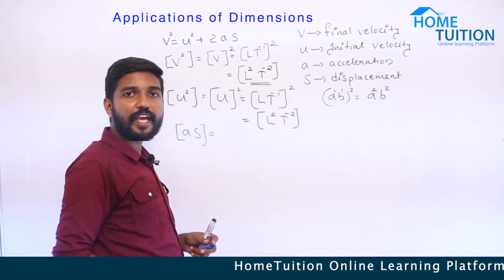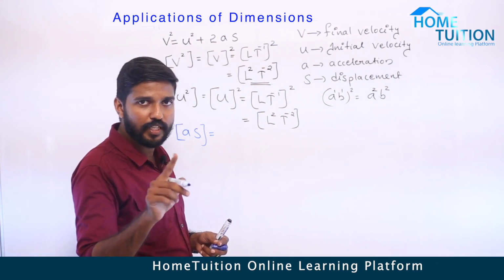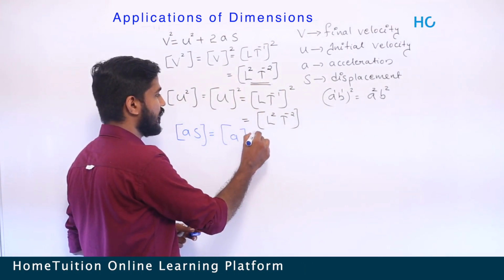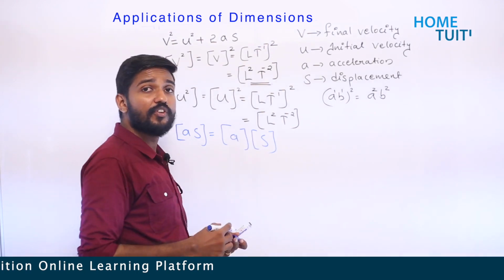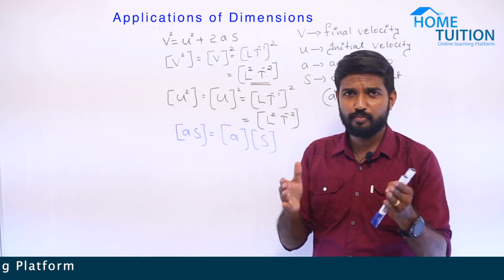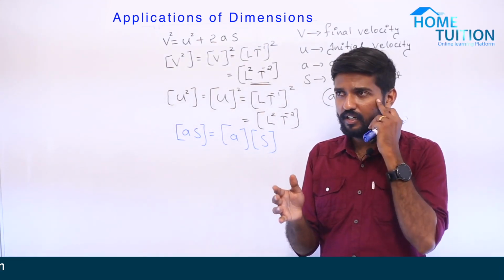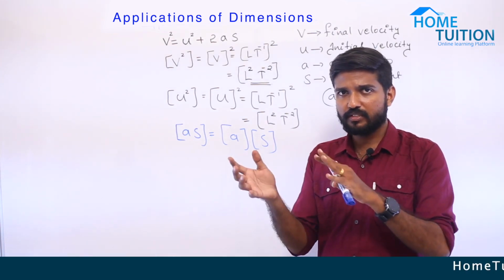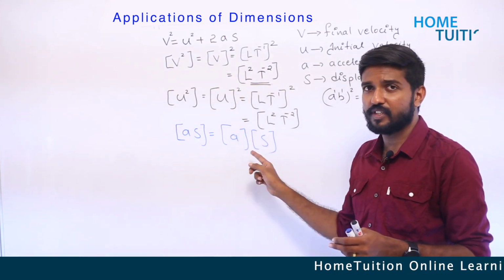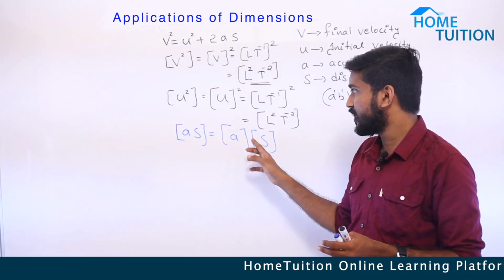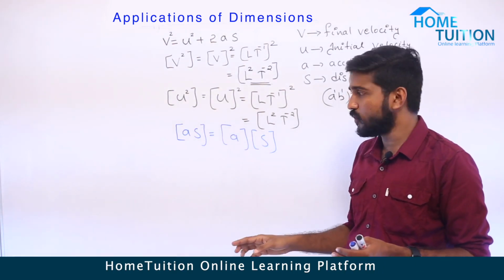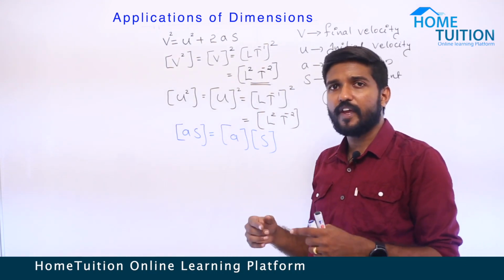Okay, dimension of A's. You don't have to take the 2, it's a number, just leave that. So it will be dimension of A into dimension of S, right? A into B is AB, so AB can be written as A into B. In some places, this is like a normal bracket, the parenthesis that we use in mathematics. Treat these brackets as normal brackets. So dimension of AS will be equal to dimension of A into dimension of S.